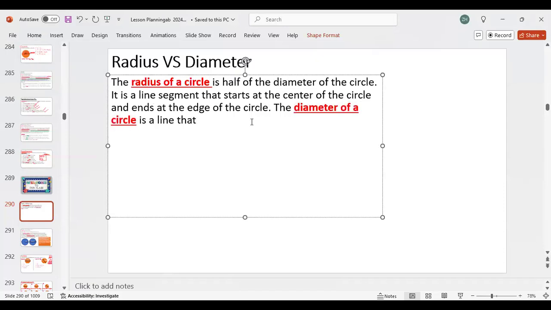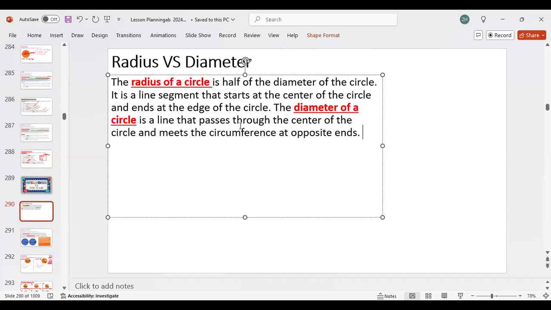So diameter is a line that passes through the center of the circle and meets the circumference at opposite ends. Tyreek, are you writing this down? Where's Tyreek? Yes, sir. Okay, good.